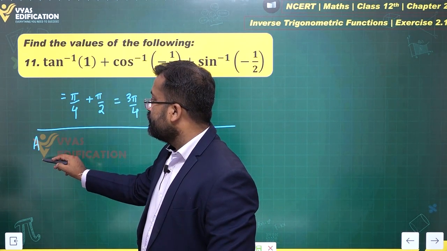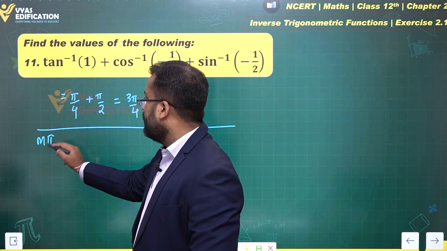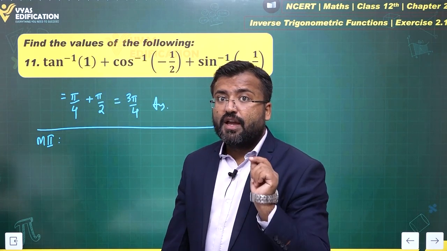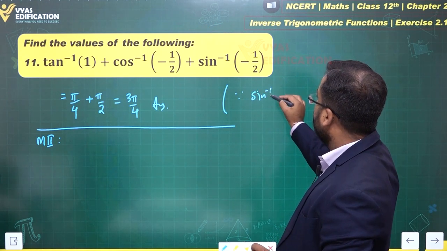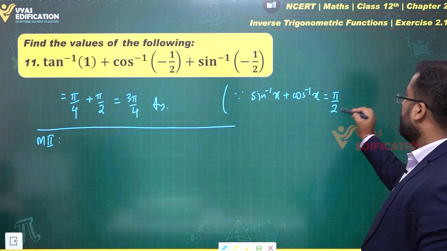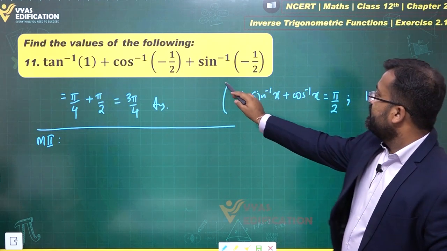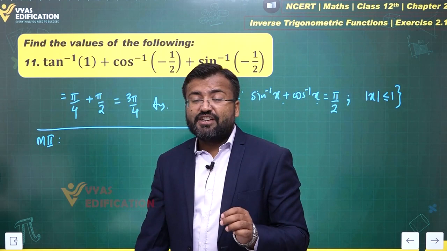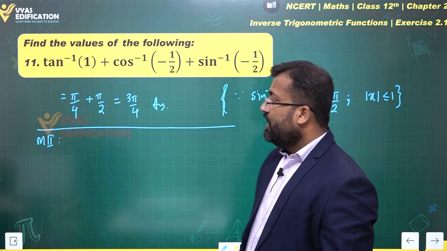I'll use an alternate approach. Let's talk about the alternate approach, method 2. If you don't remember that cos inverse x plus sine inverse x is equal to pi by 2. What's the property I have used? The condition is mod x should be less than or equal to 1. Obviously the domain of this is important, right? In case of inverse trigonometric functions, domain and range are very, very important concepts.